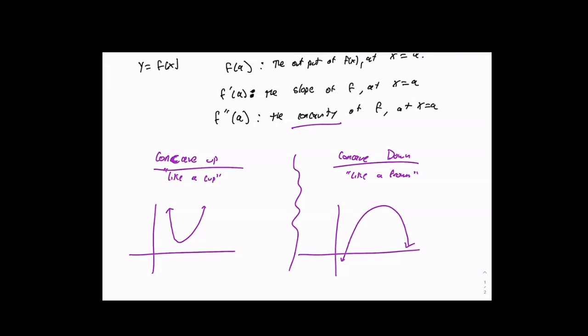Now, it should be noted that you can be decreasing in concave up, you can be decreasing in concave down, you can be increasing in concave up, and you can be increasing in concave down. So one is not necessarily telling you the other. They're independent of each other, and it depends on the function in terms of f prime and f double prime, concave up, concave down.